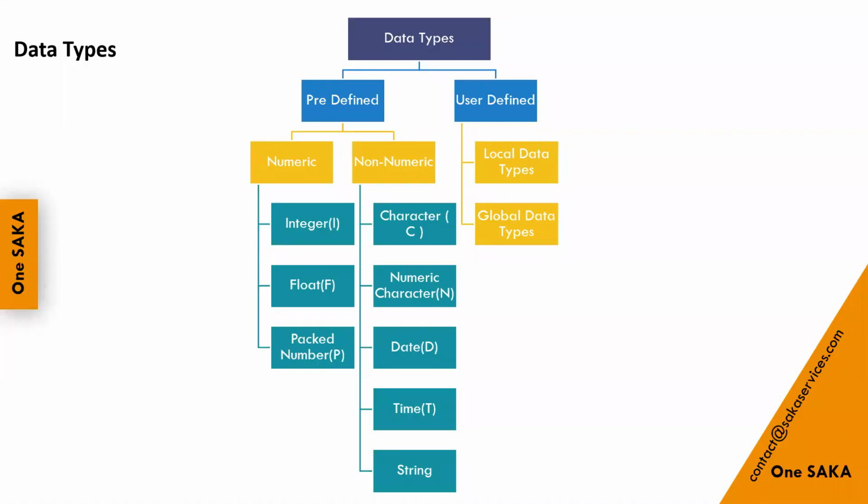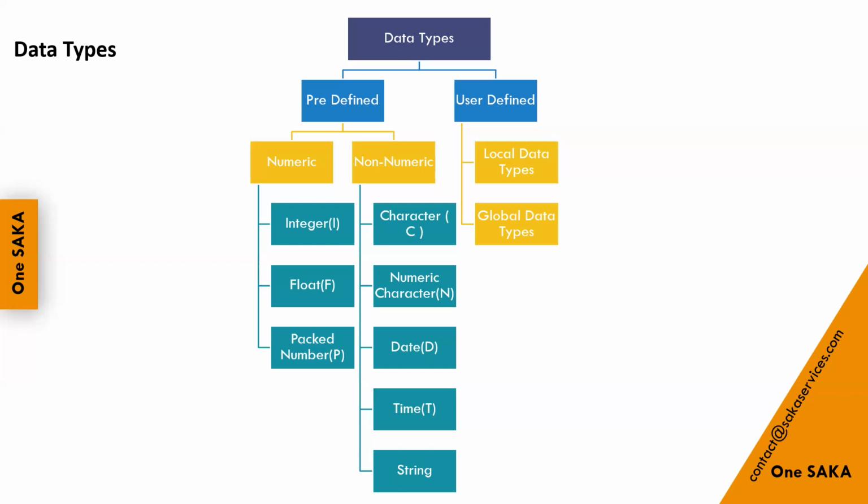So data types are basically categorized into two types: predefined, delivered by SAP; and user defined, which we programmers define based on the predefined type. These data types are very common in other programming languages as well, like integer, float, packed, character, numeric character, date, time, string.